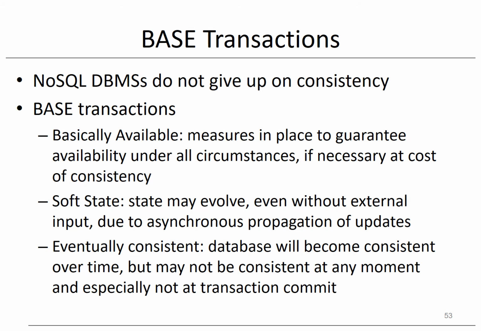BASE stands for basically available, soft state, eventually consistent. In other words, basically available: measures are in place to guarantee availability under all circumstances, if necessary, at the cost of consistency. Soft state: the state of the database may evolve, even without external input, due to the asynchronous propagation of updates throughout the system. Eventually consistent: the database will become consistent over time, but may not be consistent at any moment, and especially not at transaction commit.